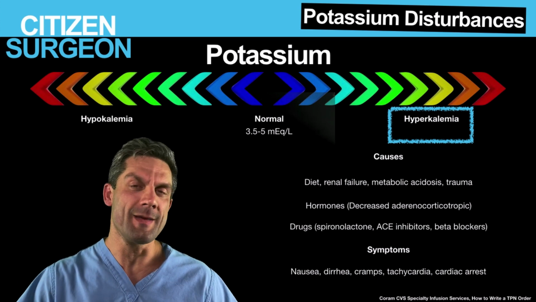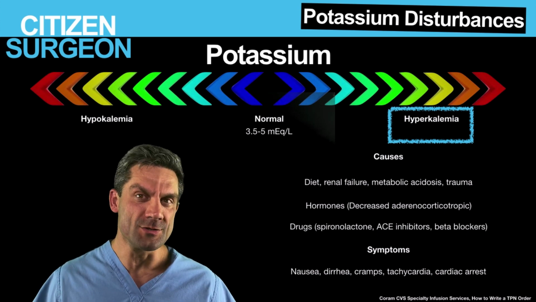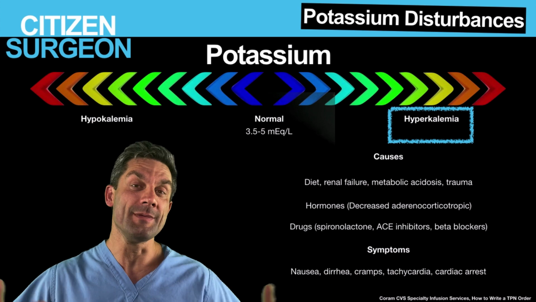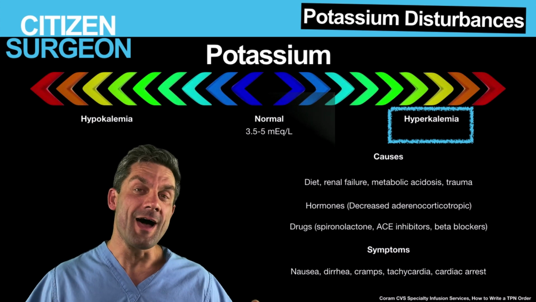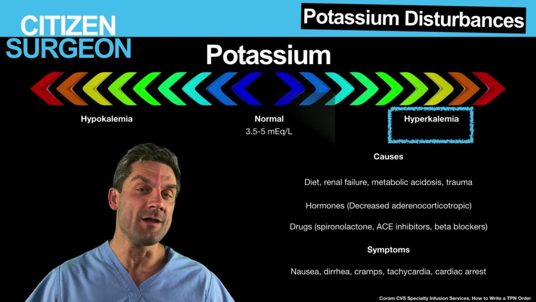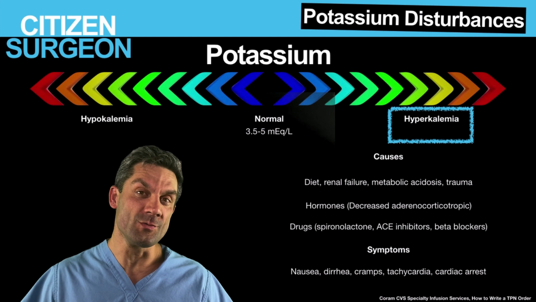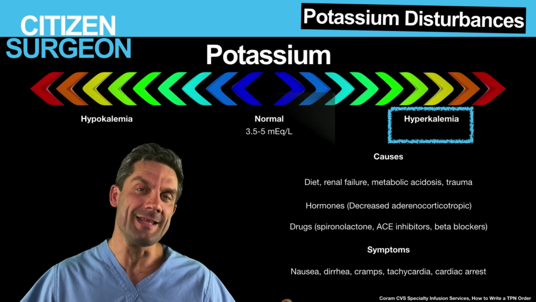So when we look at hyperkalemia or high potassium, what are the major causes of this? So diet, metabolic acidosis, renal failure, trauma would be some of the major causes, as well as excess administration of potassium. If you have a high potassium value on a lab, it can also be because of hemolysis. So you want to find out, well, was the sample hemolyzed?